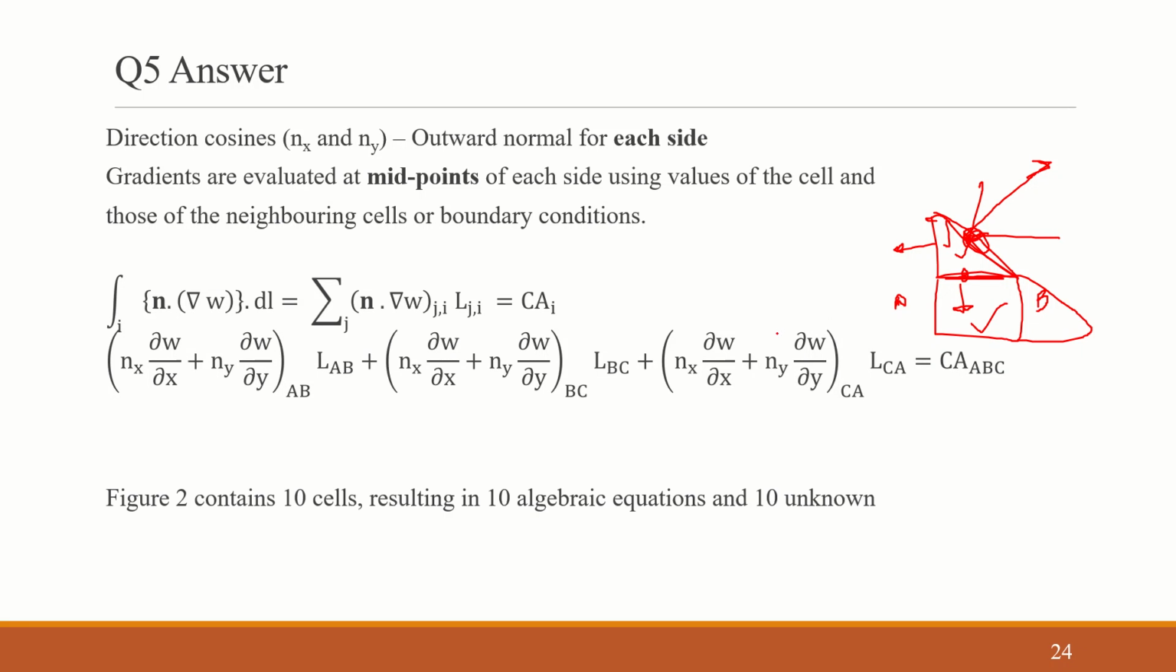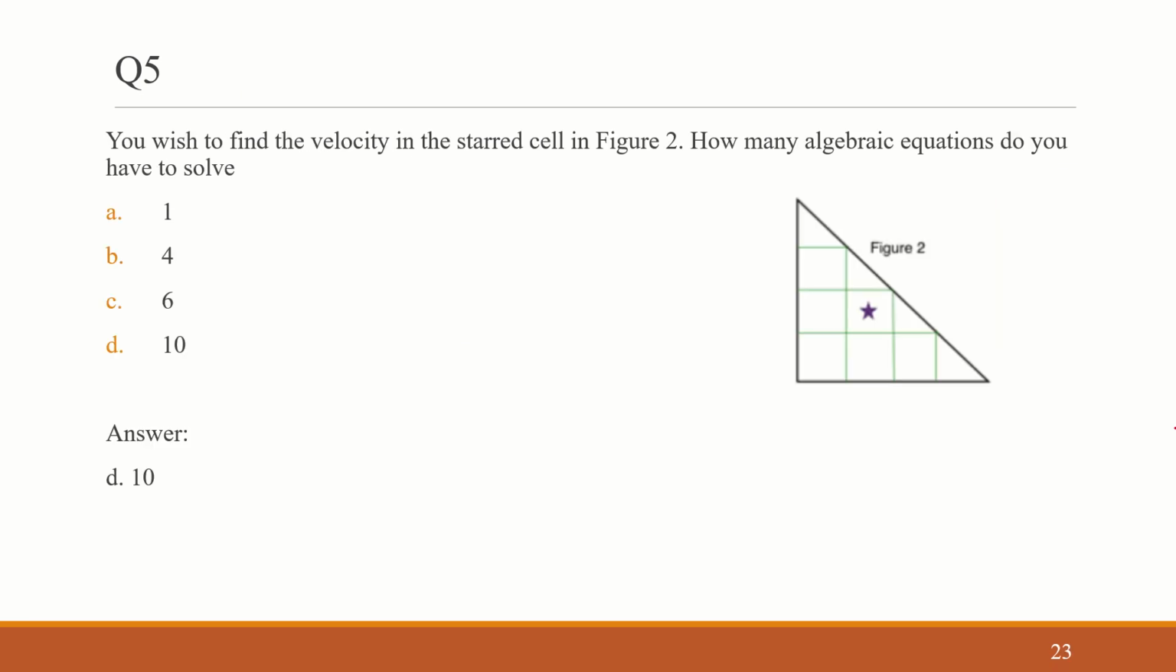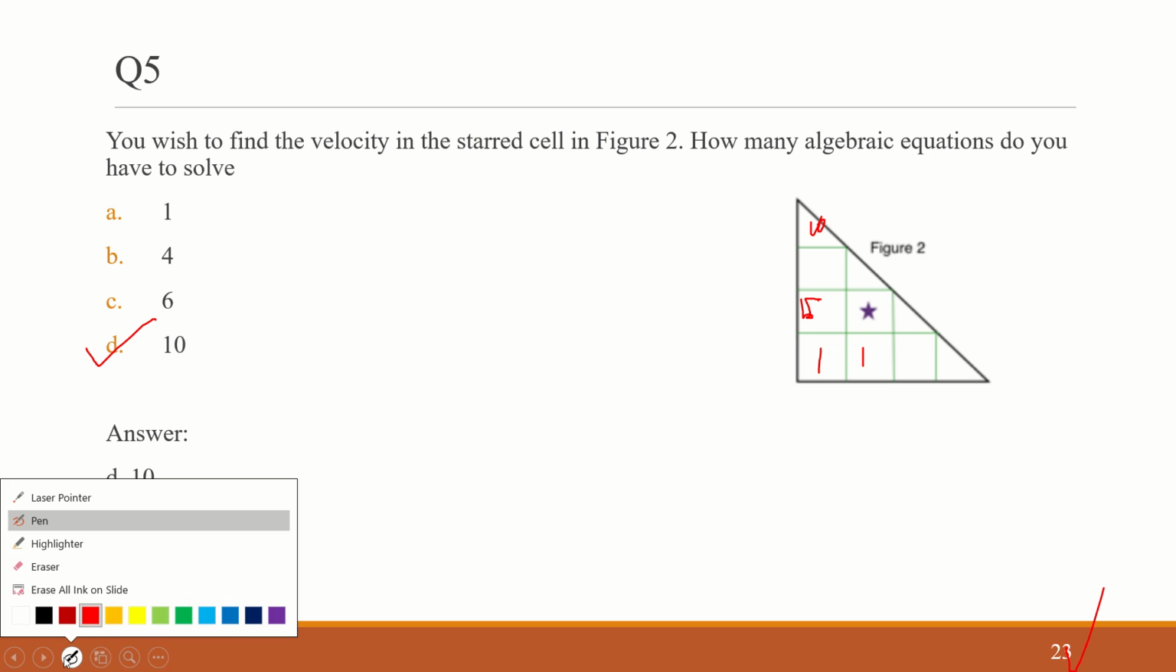Figure 2 contains 10 cells, resulting in 10 algebraic equations and 10 unknowns. So that is what figure 2 contains. This is figure 2. We have 1, 2, 3, 4, 5, 6, 7, 8, 9, and this is 10. So we have 10 cells, and 10 unknowns and 10 equations we need to solve. So the answer is therefore option D.